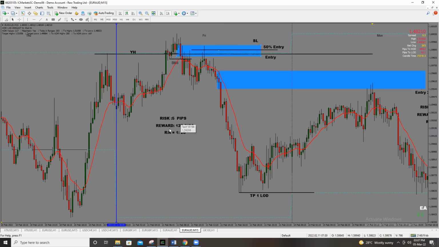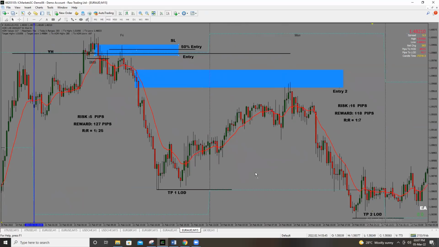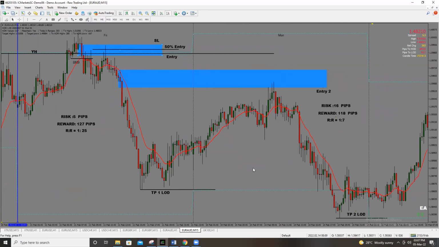So risk 5 pips. And what's the reward again? From your point of entry to the TP, you have 127.1 pips. So you risk 5 for a reward of 127 pips. What's the reward risk ratio? It's 1:25. Pretty cool. Now, if you got this trade at the top, or at the first retracement on the higher time frame, you can also get what you call a 2x2 trade.